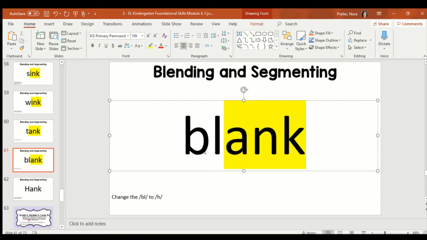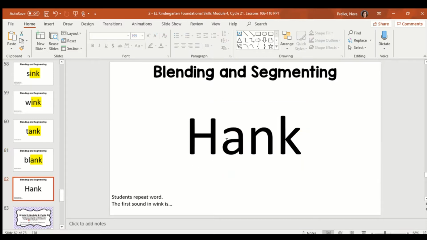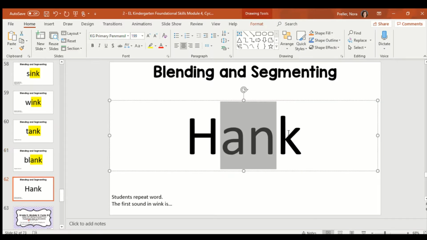Okay, so we're going to change the bl in blank to h. We see that chunk we know, so we're going to read it fast. Try it. What word did you hear? Did you do ank, hank? Great work.